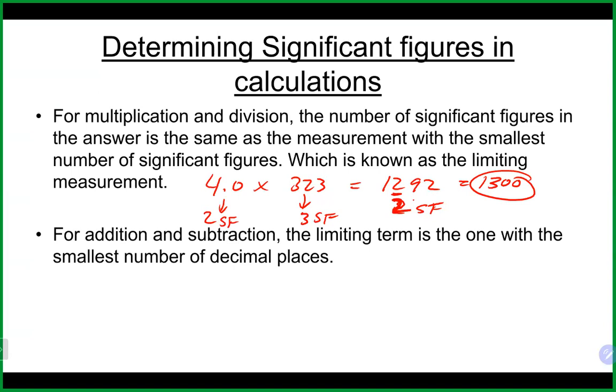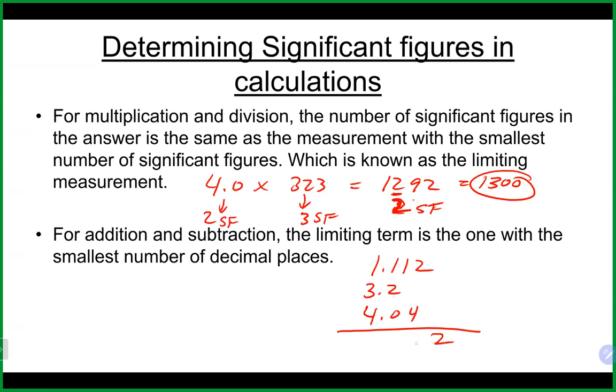Now, when we add and subtract, it is a little bit different in terms of what we're looking at. We are not looking at significant figures when we add and subtract. We are actually looking at decimal places. So your answer should have the same number of decimal places as the number with the least number of decimal places. So if we were going to do some adding here, 1.112, 3.2, 4.04.